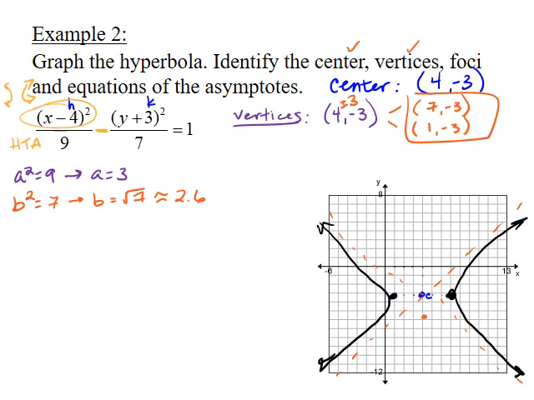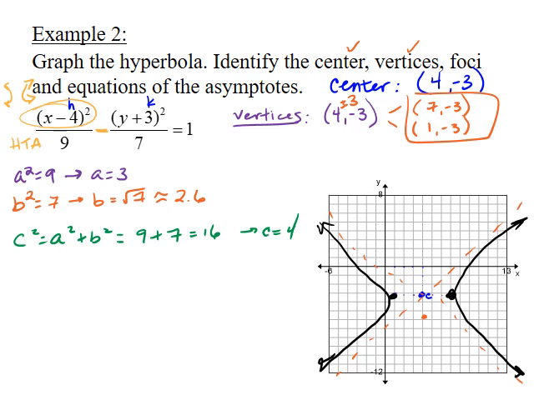All right, now let's go ahead and find the foci. So c squared is a squared plus b squared. So 9 plus 7, that is 16. So c is 4.